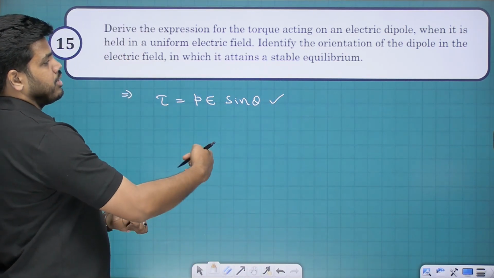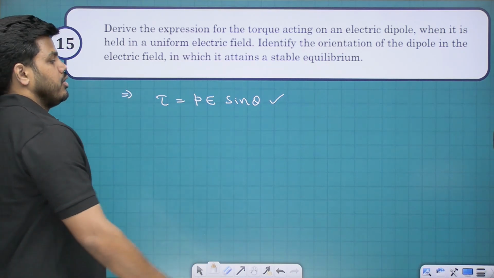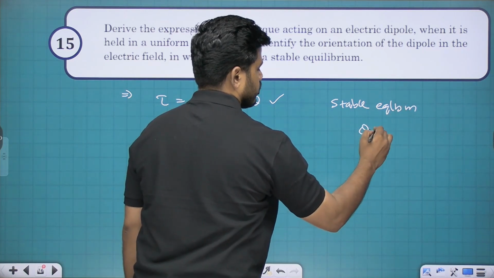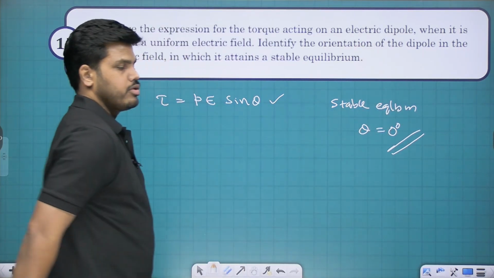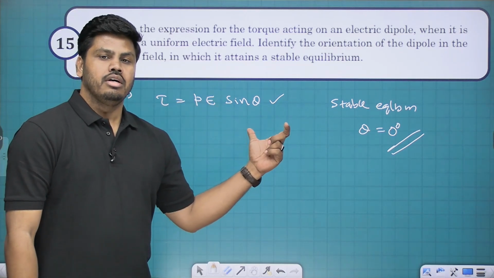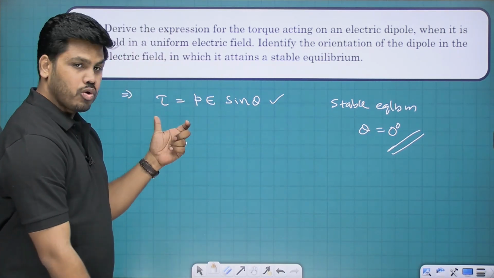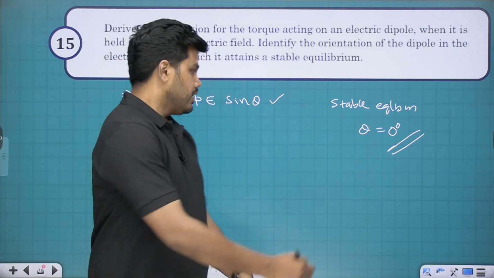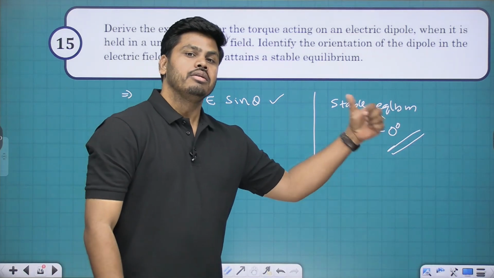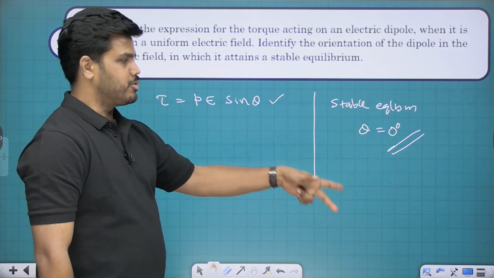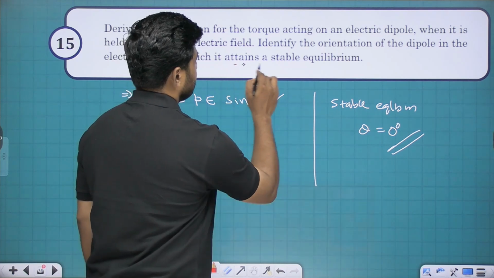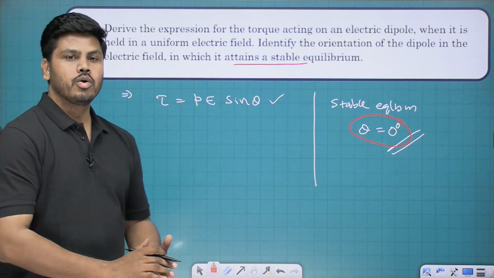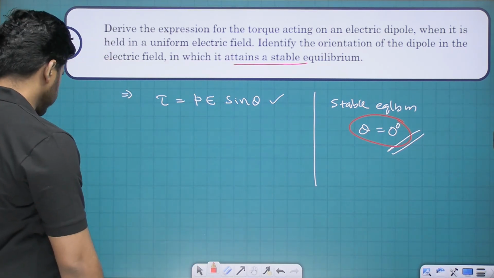And what is the second part of the question? Identify the stable equilibrium. Torque is 0 at two different orientations, theta is equal to 0 and theta is equal to 180, since sine theta will be 0 and we get 0 torque. Theta is equal to 0 is called stable equilibrium, theta is equal to 180 is called unstable equilibrium. So you are asked to identify only the stable equilibrium, and for that it is theta is equal to 0, right? Then question number 16.